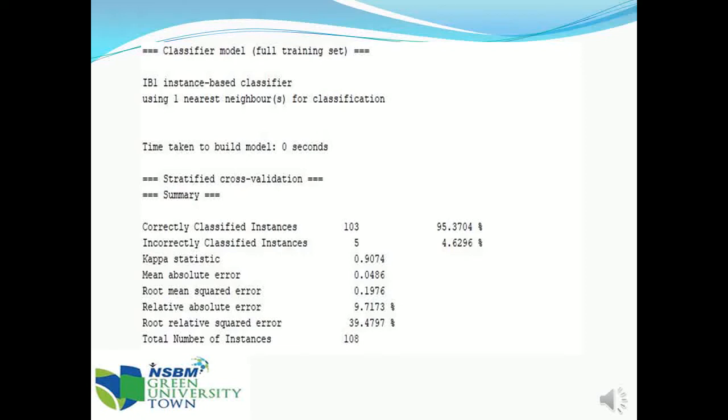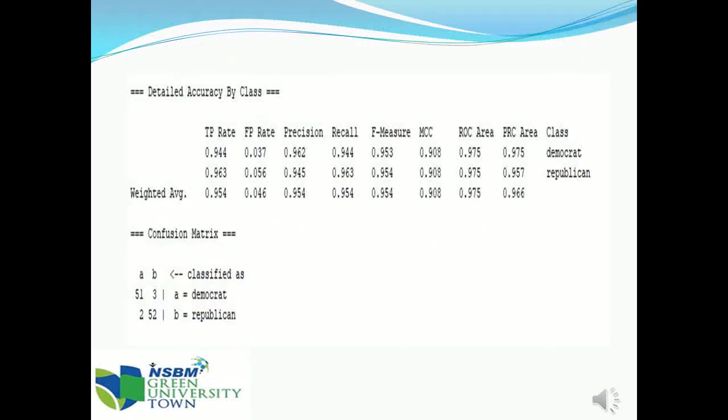This is the output we got from nearest neighbor. The test mode we used is tenfold cross-validation. Under nearest neighbor, we got 95.37% as correctly classified instances and 4.62% as incorrectly classified instances. As shown in this slide, 51 are Democrats and 52 are Republicans.